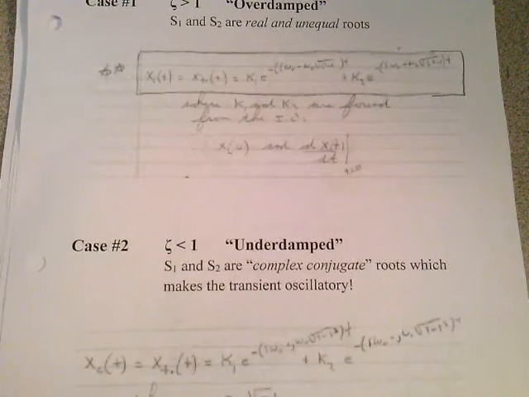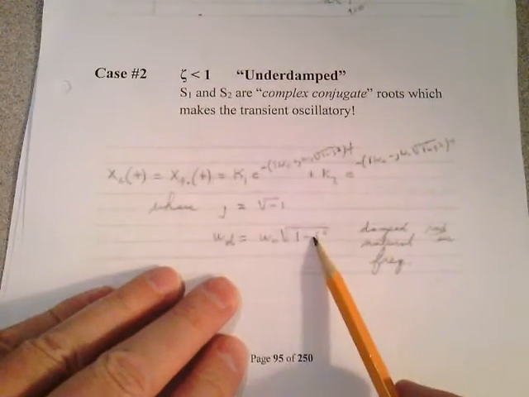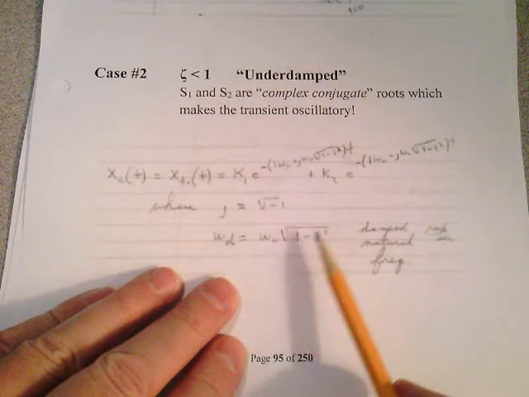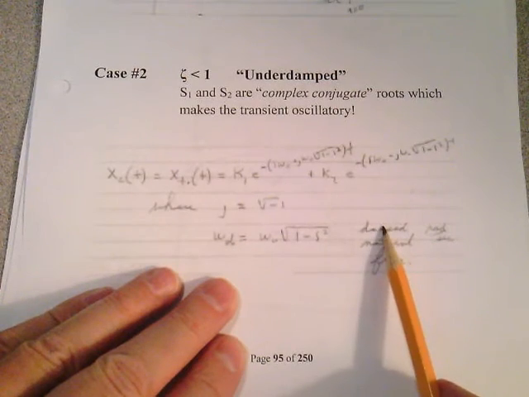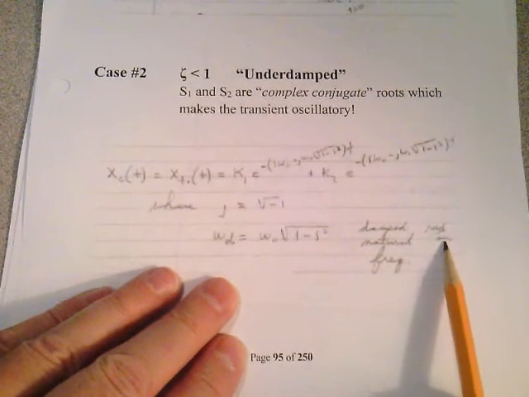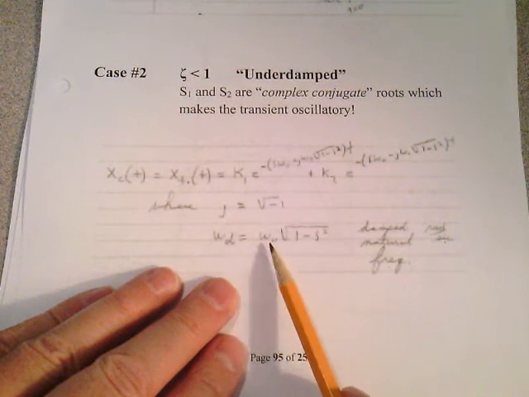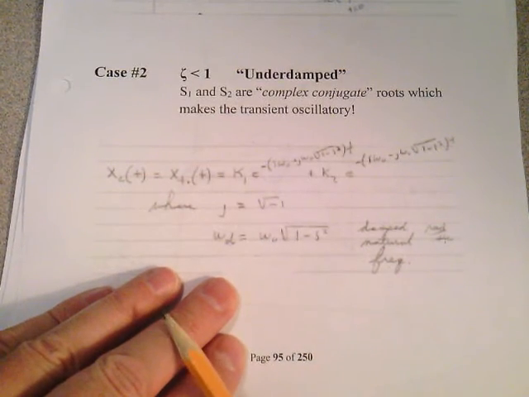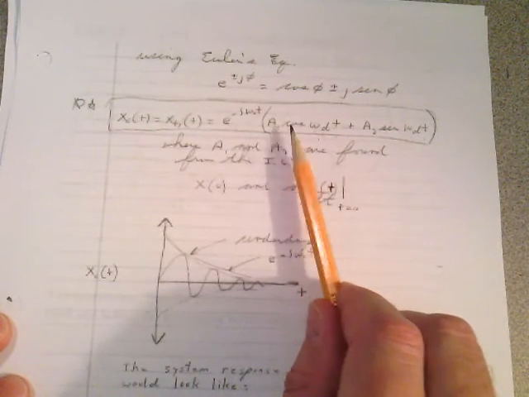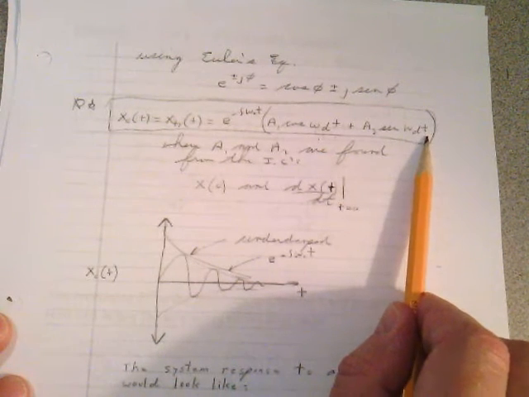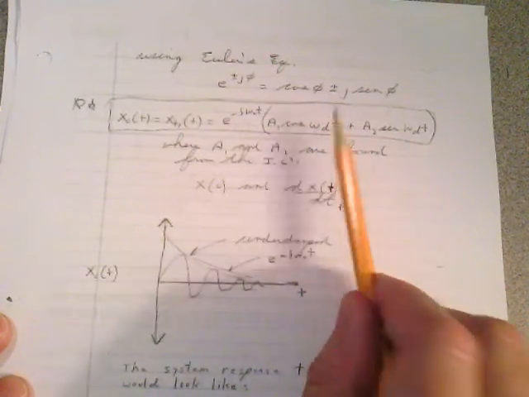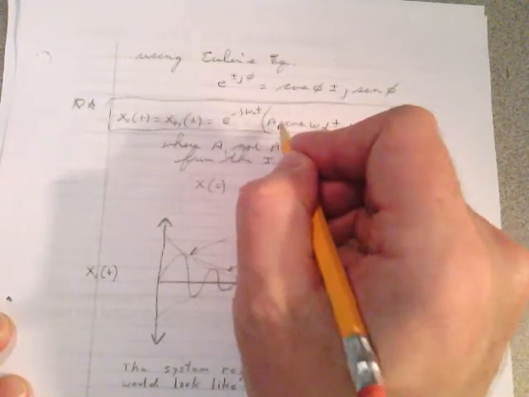On the previous page, I defined something, and the author does this too, where if you take omega 0 times the square root of 1 minus zeta squared, that's just omega d, and that's called the damped natural frequency in radians per second, as opposed to the undamped natural frequency we talked about before. So omega d is defined as omega 0 square root of 1 minus zeta squared. That just makes this a little easier to look at. So you have A1 cosine of omega d plus A2 sine of omega d times t in both cases here.